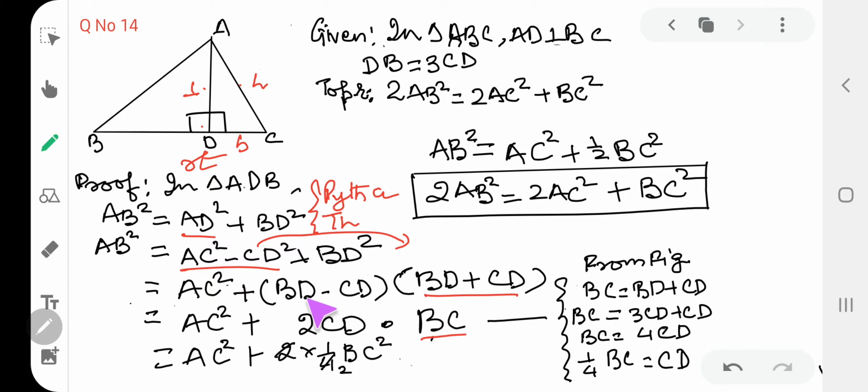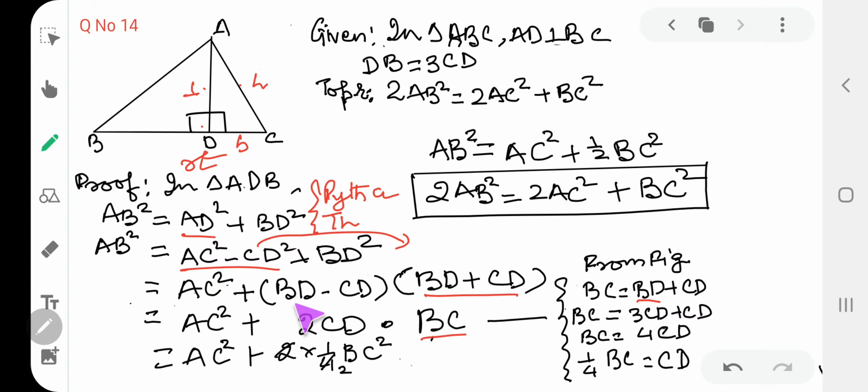Now to get BD minus CD, we will just look at the given. What is given? This will help you in solving this bracket. So BD is equal to 3CD. If you see from the figure, BD plus CD is equal to BC, and BD is given equal to 3CD. So in place of BD, I can write 3CD. 3CD plus CD, that means 4CD is equal to BC. That means CD is equal to 1/4 of BC.